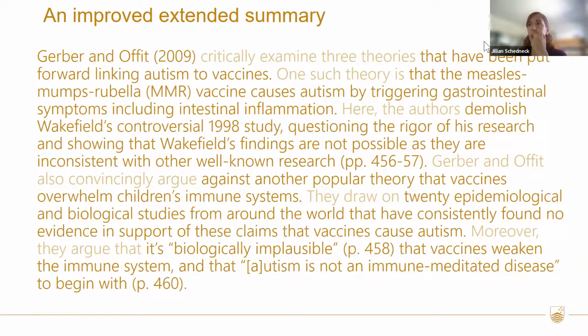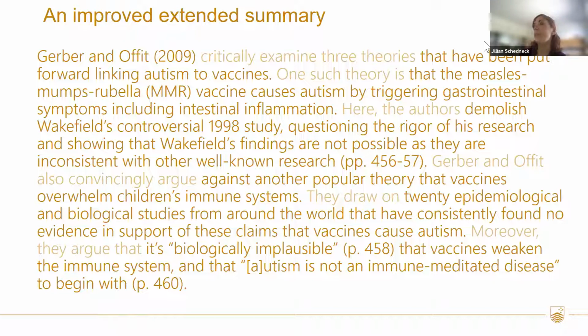So here's the better improvement to this extended summary, which is actually all about this one paper by Gerber and Offit. In these highlighted phrases, we can see the author incorporating the source in a clear way so that we understand how they want us as readers to understand this source material and how the author themselves feel about this source material, their stance towards it. So we've got Gerber and Offit critically examine 3 theories. Okay, so we know who's doing what here, that these scholars are doing the work that this author is discussing.